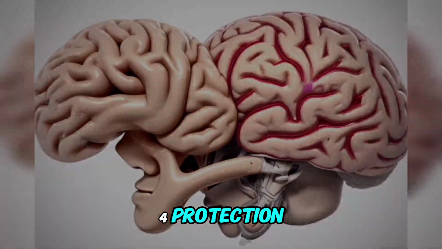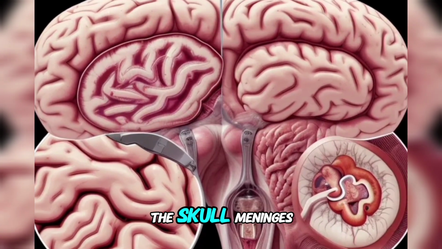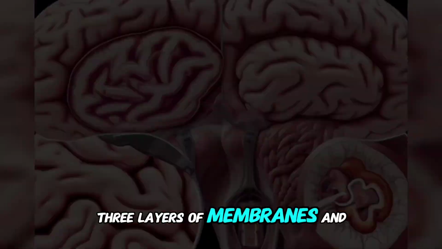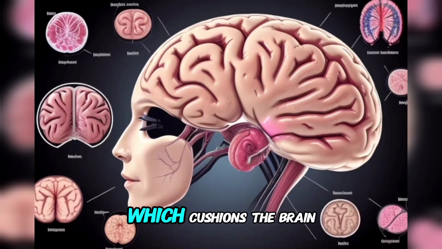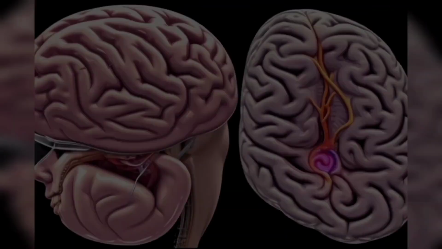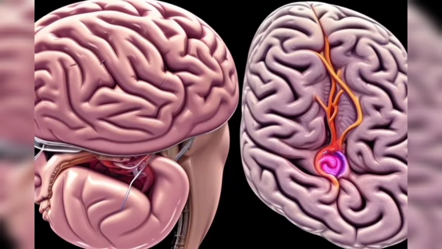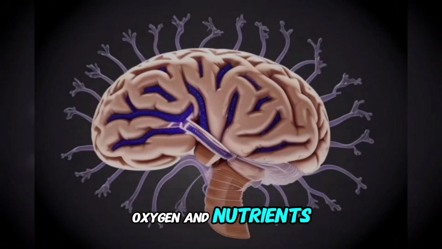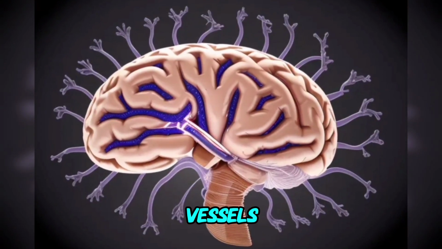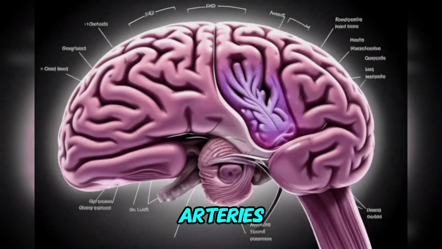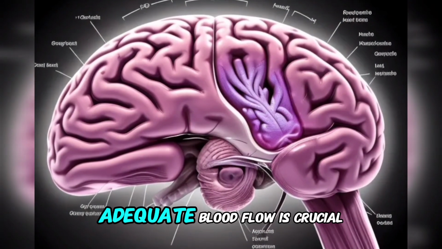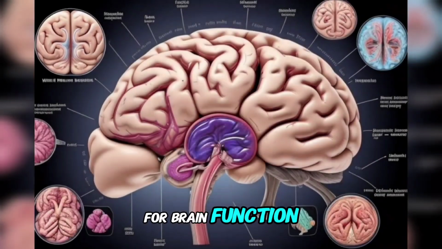4. Protection. The brain is protected by the skull, meninges, three layers of membranes, and cerebrospinal fluid, which cushions the brain. 5. Blood supply. The brain is supplied with oxygen and nutrients by a network of blood vessels, with the carotid and vertebral arteries being the main contributors. Adequate blood flow is crucial for brain function.